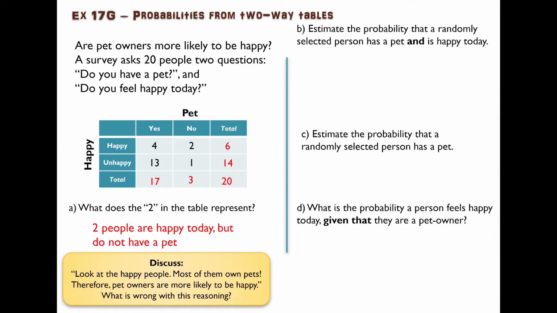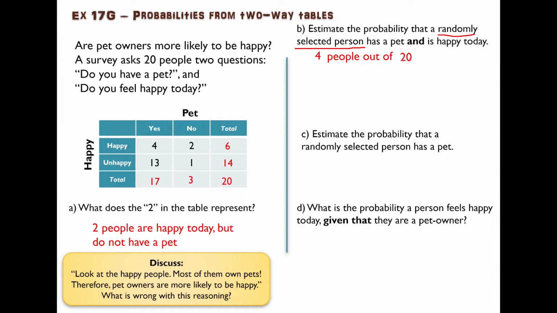All right, let's estimate the probability that a randomly selected person has a pet and is happy. So pet is yes, and they are happy. How many people out of these have a pet and they are happy? 4. 4 people say, yes, I have a pet, and yes, I am happy. 4 people out of how many in total? Notice that I am randomly selecting anyone. I'm randomly selecting someone from the whole sample. So how many people in total did I ask? 20. I asked 20 people.